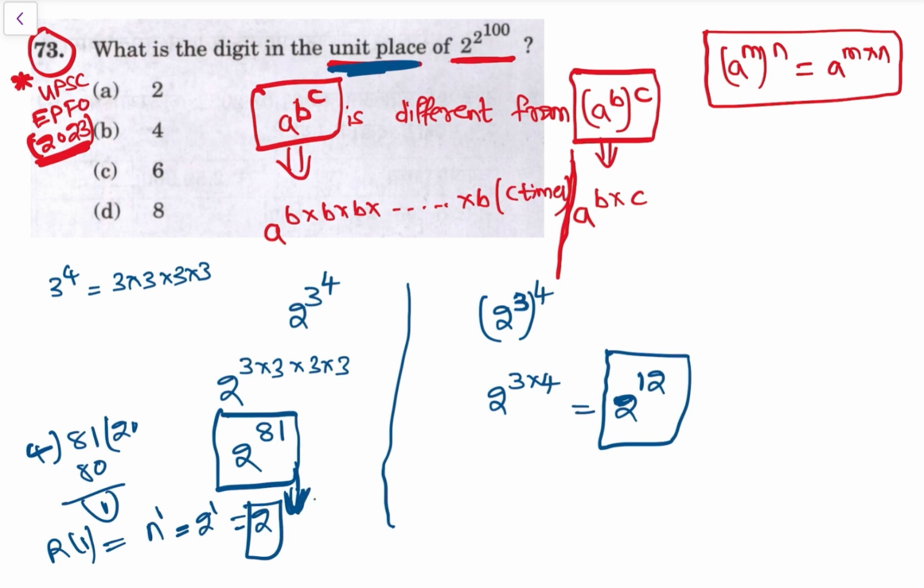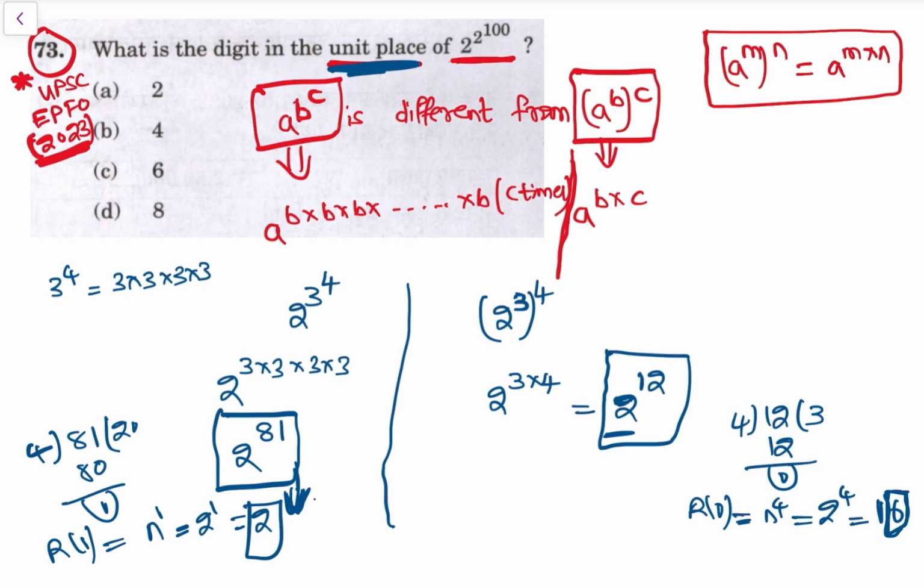Now let's see 2 to the power 12. So 12 by 4, 4 threes are 12, so the remainder is 0. When the remainder is 0, n to the power 4 would be the unit digit. So it is 2 to the power 4, and 2 to the power 4 is 16. So 6 would be the unit digit of this expression.